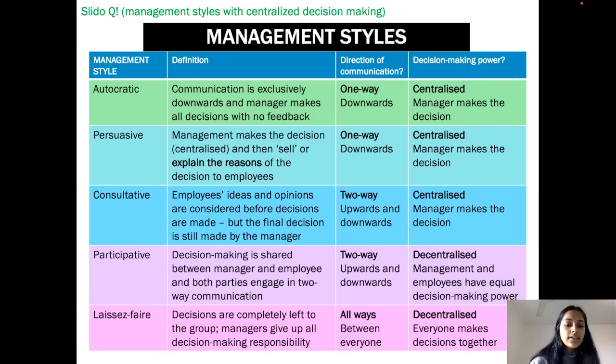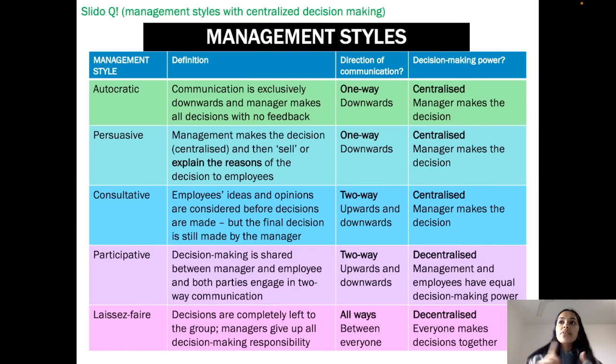And then we have laissez-faire, and this is where decisions are completely left to the group. Managers give up all decision-making responsibility, so therefore decision-making, again, is decentralized. Everyone makes the decisions together. There's no one person making decisions. And direction of communication is always between everyone.